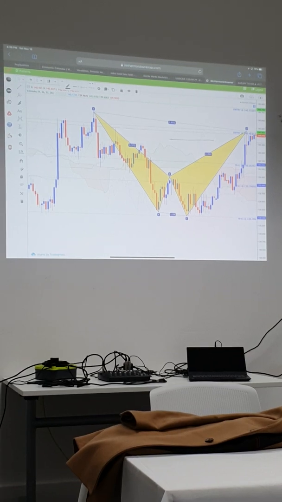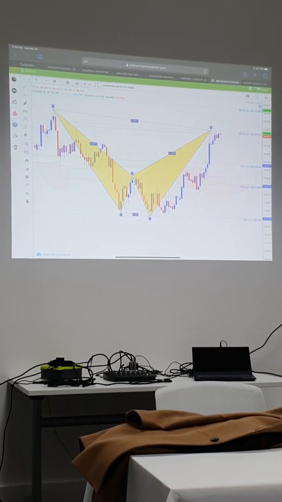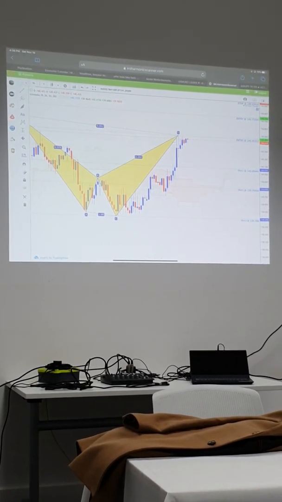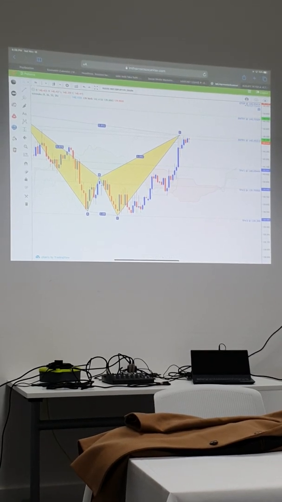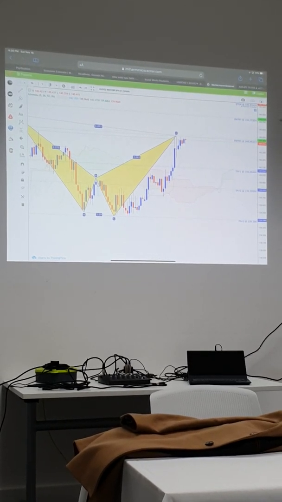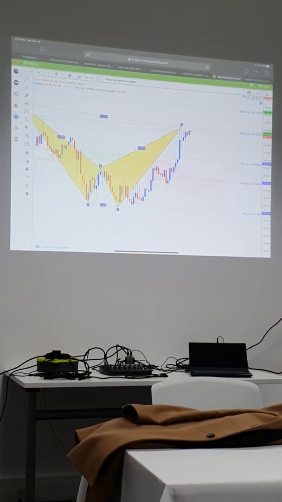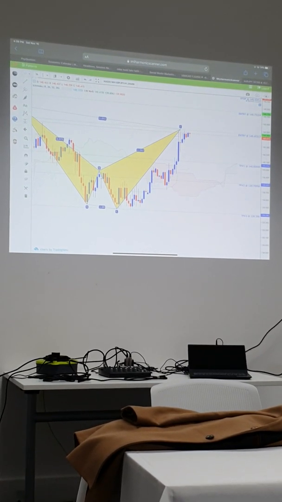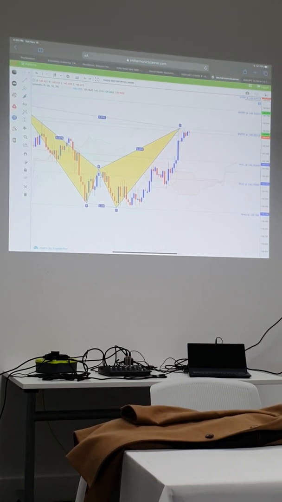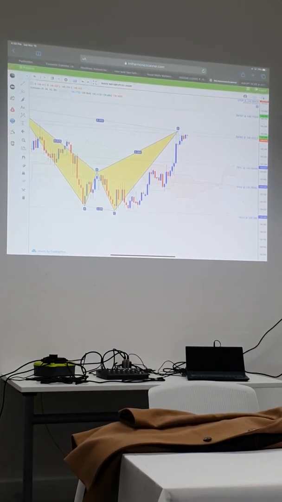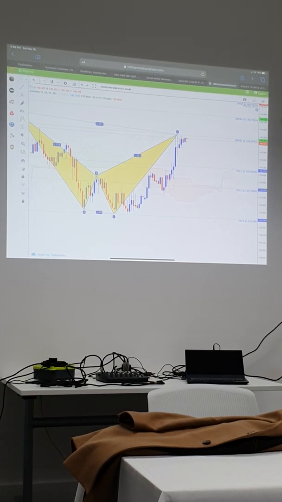Okay, so let's go through another example. In this example, the harmonic scanner is telling you to sell GBP JPY. All right, so let's do this together as a team. First things first, we chose a trade. What is the harmonic scanner telling us? Sell. All right, great.